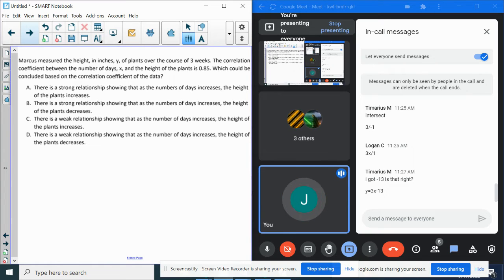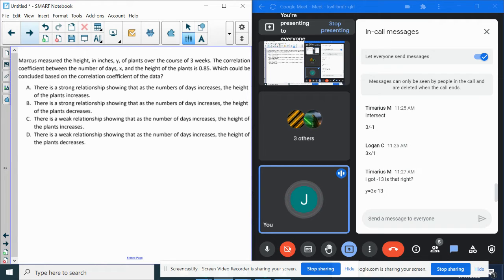0.85, which could be concluded based on the correlation coefficient of this data. A: There is a strong relationship showing that as the number of days increases, the height of the plant increases. So that means strong positive. B: There's a strong relationship showing that as the number of days increases, the height of the plant decreases. So as number of days X increases, they're saying the height goes down. So that's going to be a negative line. So B is a strong negative relationship.